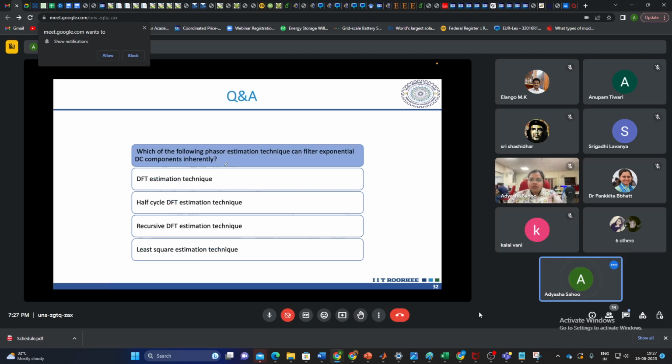Then we had the next question. Which of the following phasor estimation techniques can filter exponential DC components? Least square estimation technique, ma'am. We got one week there.